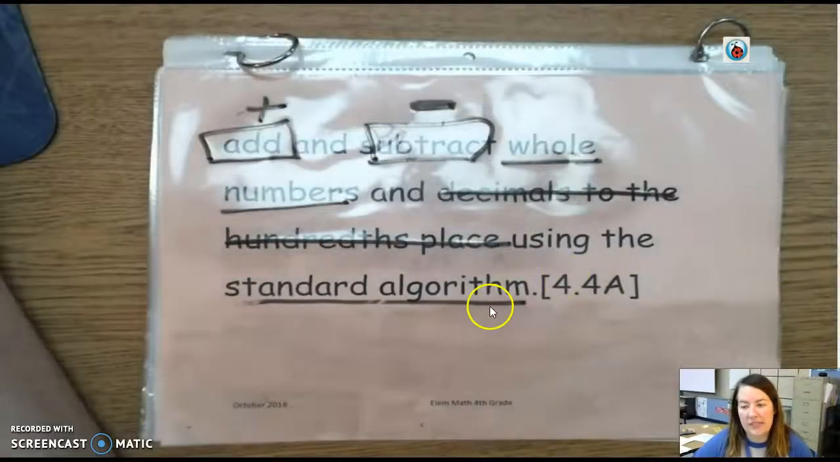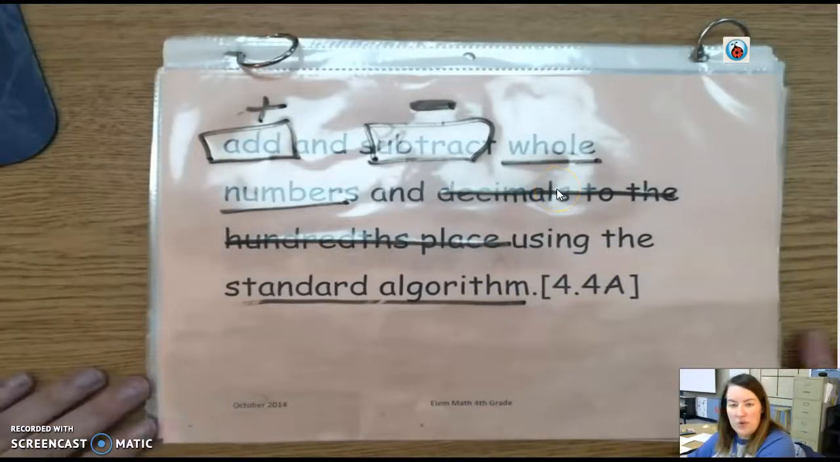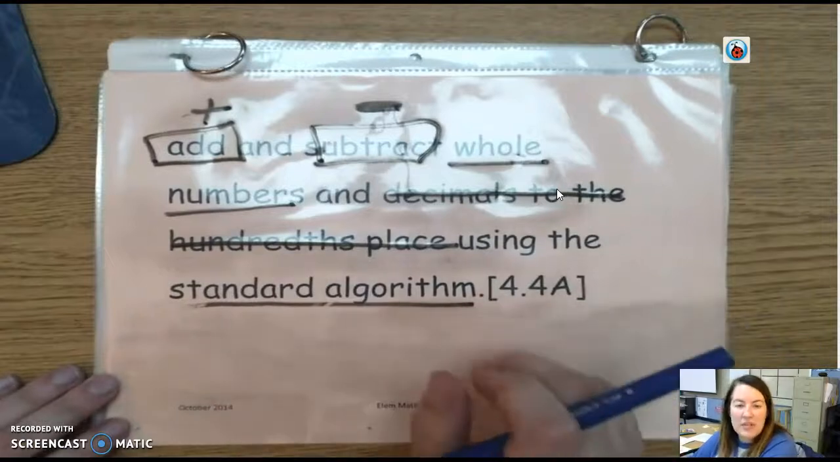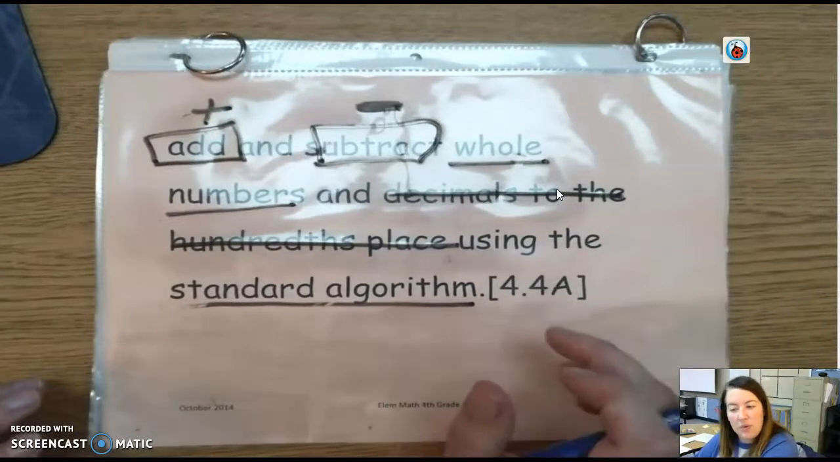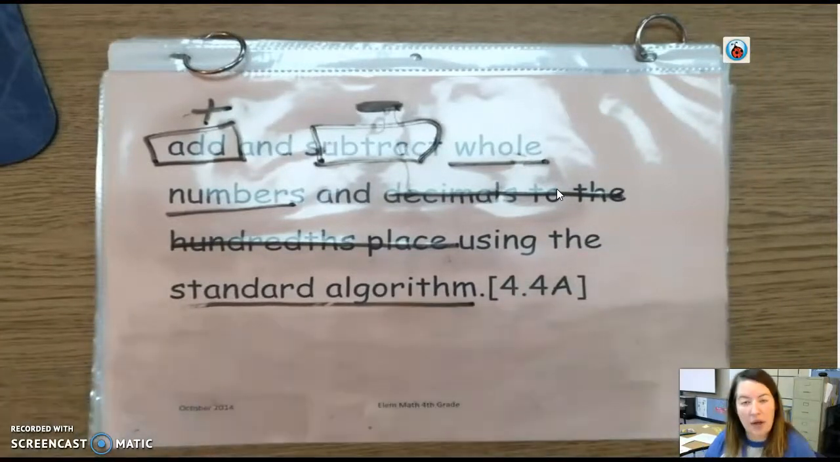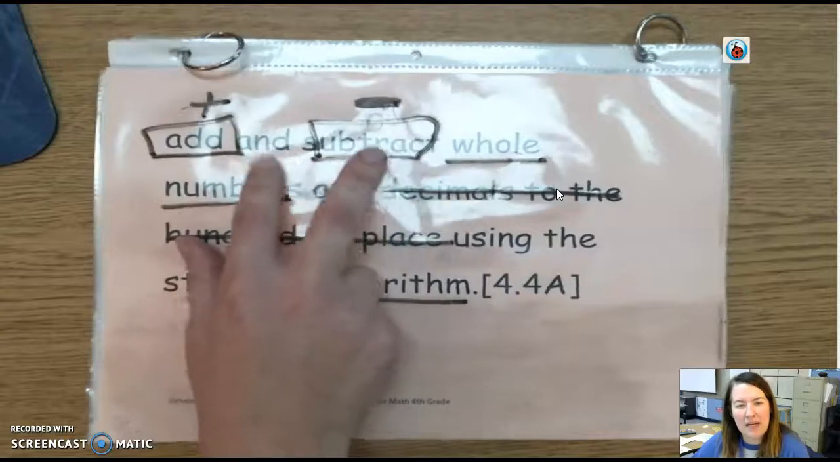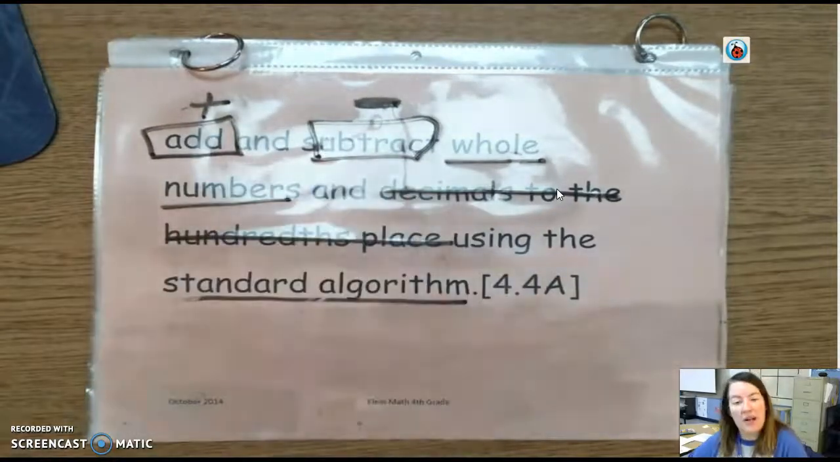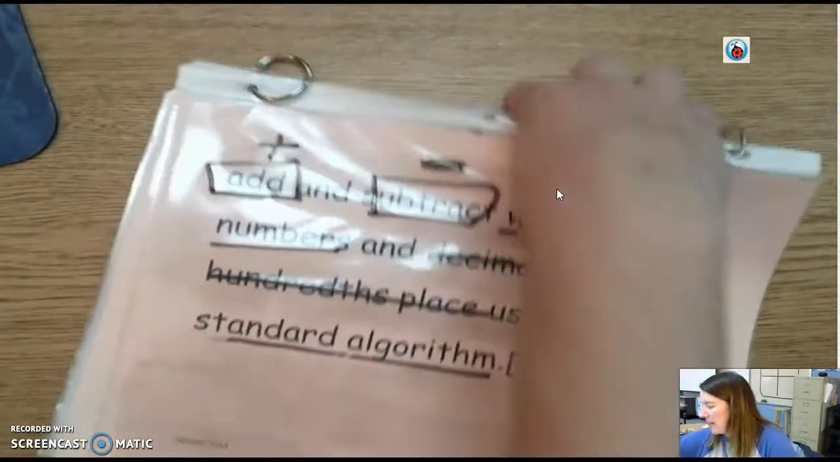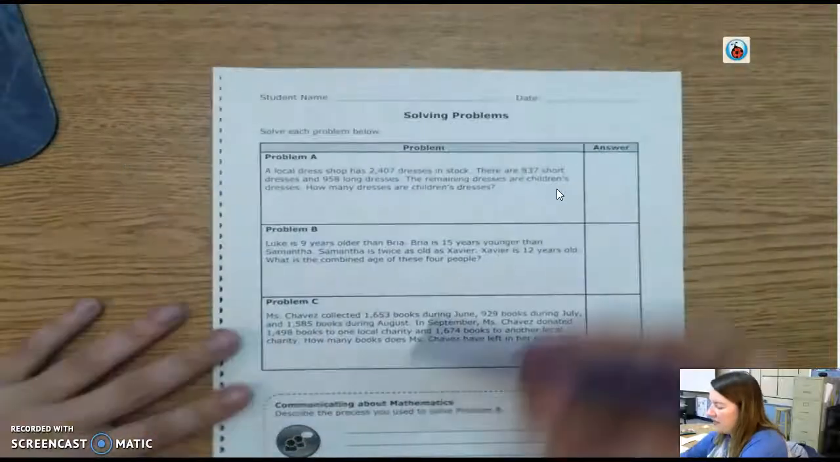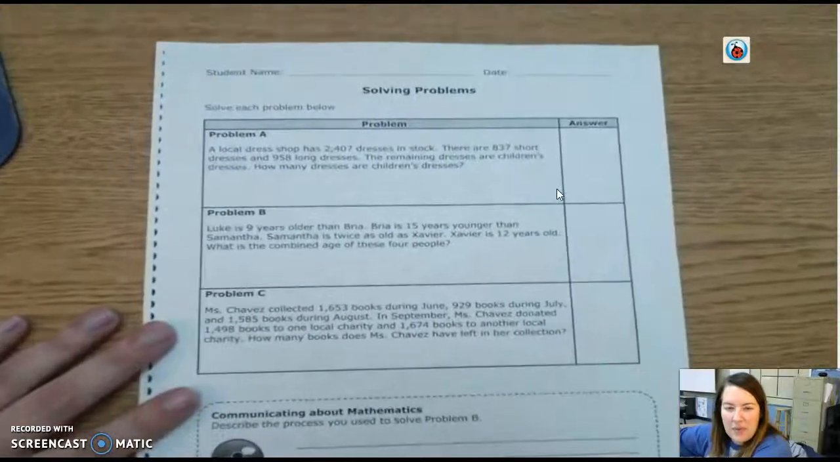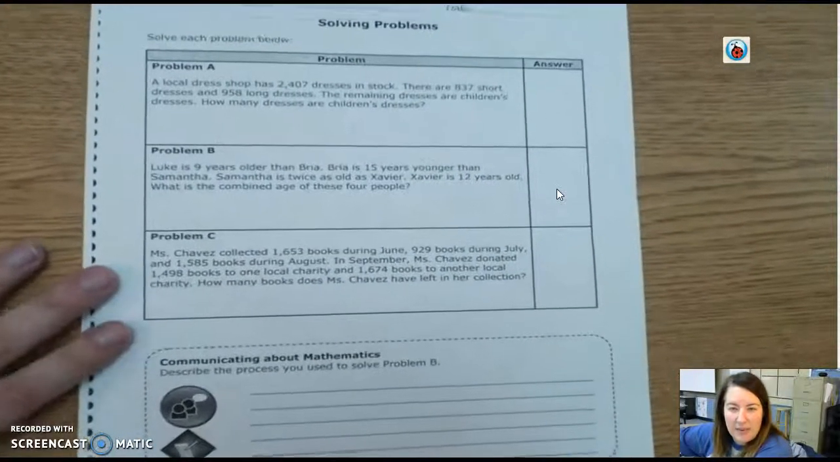So yesterday and the day before we were working on adding and subtracting whole numbers. We're still using this TEK, add and subtract whole numbers. Remember, we're not doing the decimals place value. We were just practicing with the standard algorithm yesterday, just simple addition and subtraction problems. Today we're going to do the same thing, except we're going to combine addition and subtraction, and we're going to practice with some word problems. I have some practice problems we're going to do together for this mini lesson, and then you're going to end up practicing some on your own.